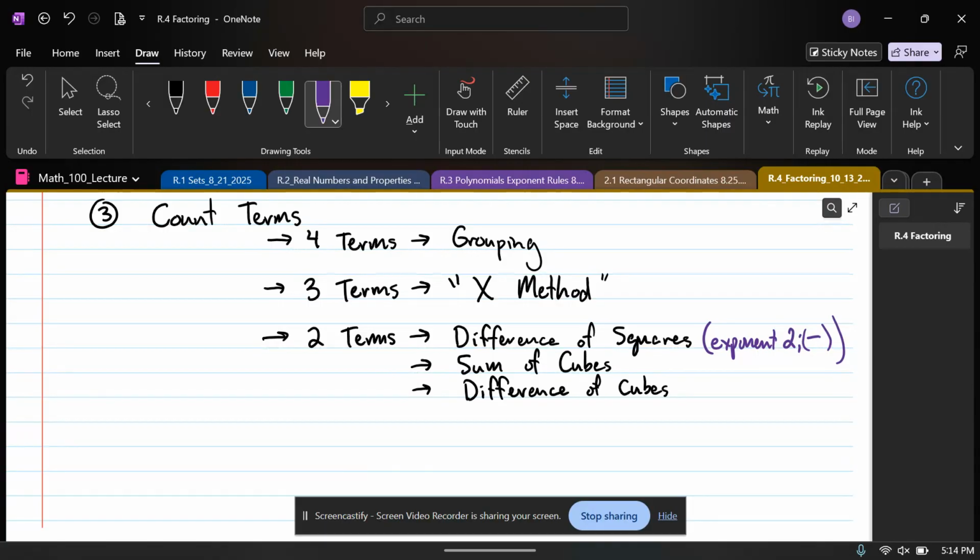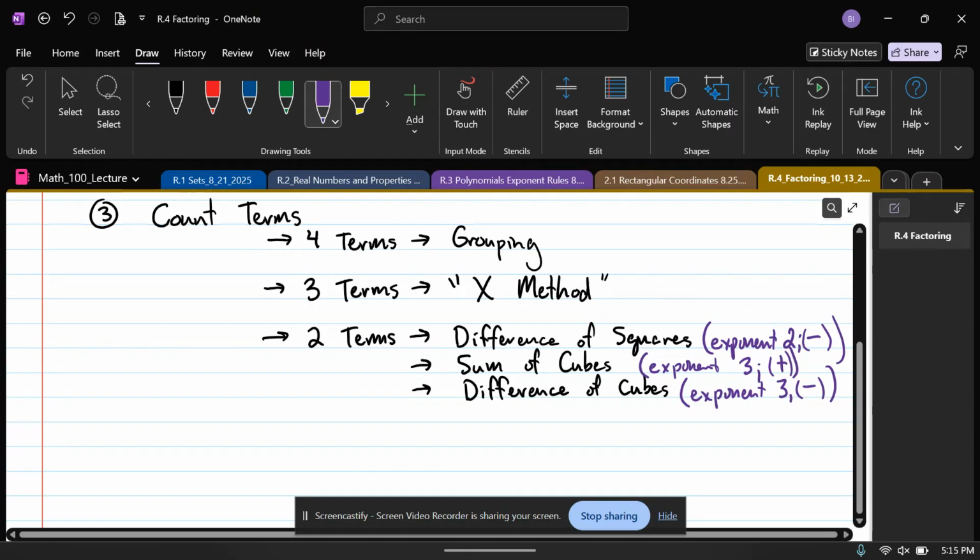Now, what is the exponent for cubes? 3. So an exponent of 3, and then it's a plus sign in the middle. It's only two terms. You've got an x to the third power or whatever letter they're using, and then you've got cubic numbers, things that are third power. Okay. Difference of cubes is also an exponent of 3, but it's a minus sign in there. We'll talk about those. There's a pattern that we can use to factor those as we go through here.